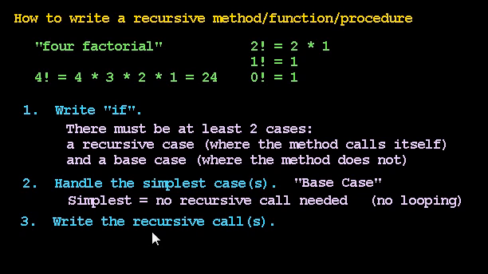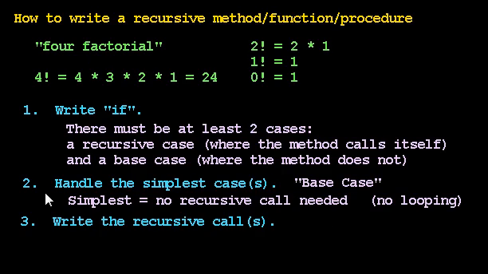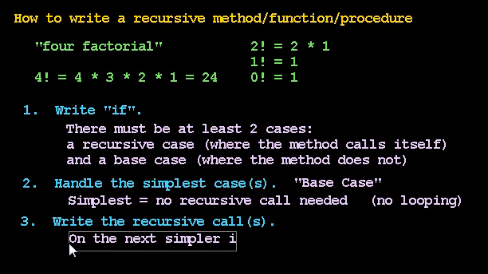How do you know you can do this? Because it's a recursive method, it must have a recursive call. So we know we're going to have a recursive call, and we know it's going to be in the recursive case. So this is the base case, this is the recursive case, and it's going to have a recursive call. What does it look like? It looks like I'm calling fact. Now we get to the question, what n do we pass? So we need to call it on the next simpler input or state.